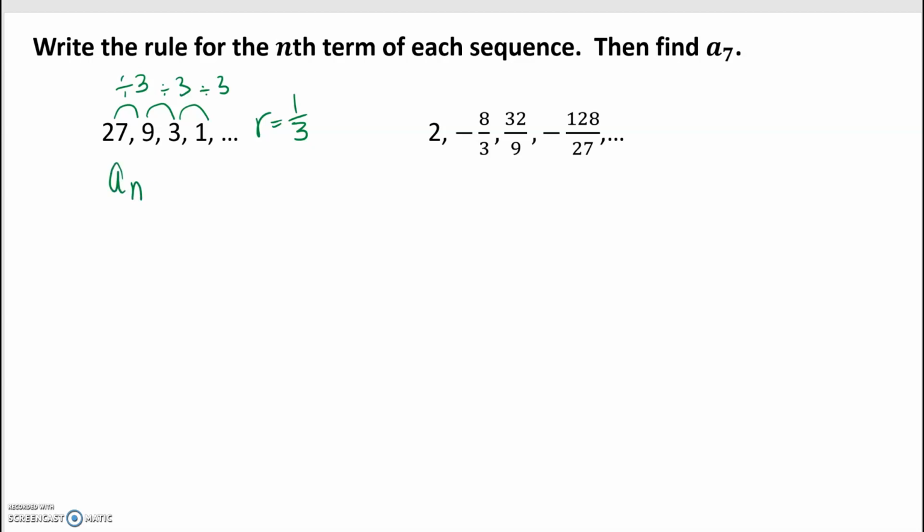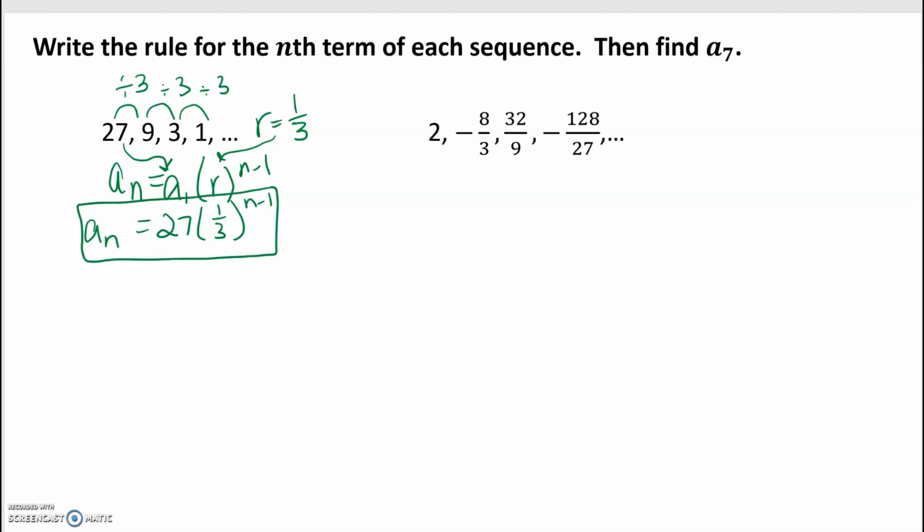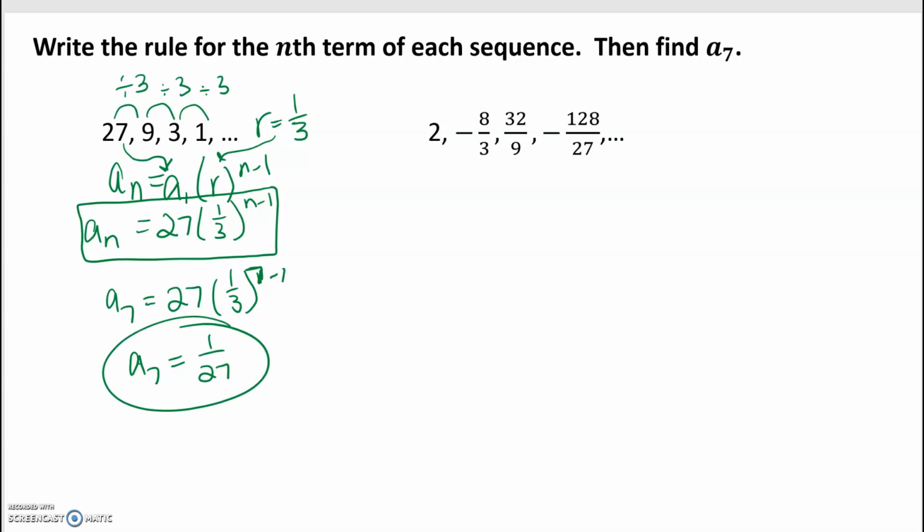Using that formula that was on the last page, we are going to plug in what we know. This is our first term, that's 27. Our ratio is 1/3. And we want to leave n in our equation so that we would be able to plug anything in as our nth term. So there would be our rule. And then it says find the 7th term. So I'm going to plug in a 7 for my n, and then simplify that. And when I do, I get 1/27.